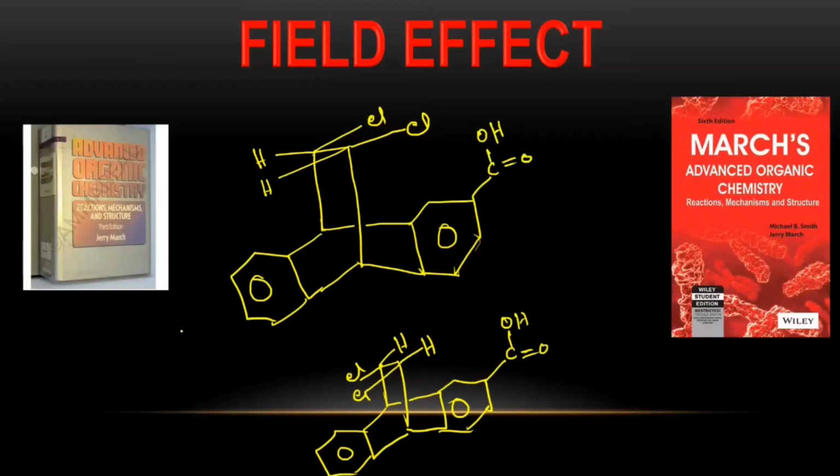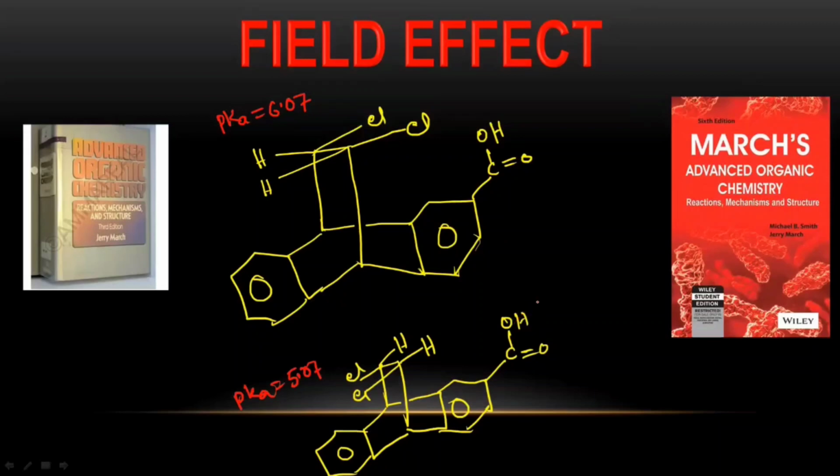Now for these two molecules, experimentally it is found that for the first molecule, pKa is 6.07 and for the second one, pKa is 5.07. That means which one is more acidic? The second one is more acidic. So this proton is more acidic.